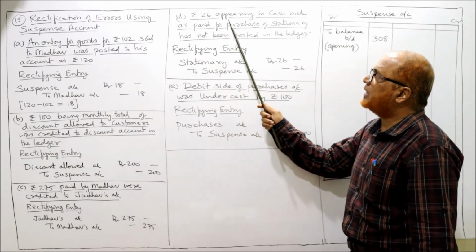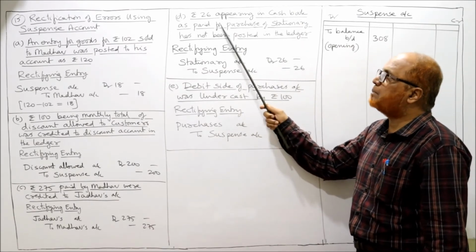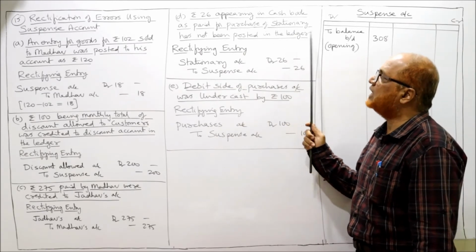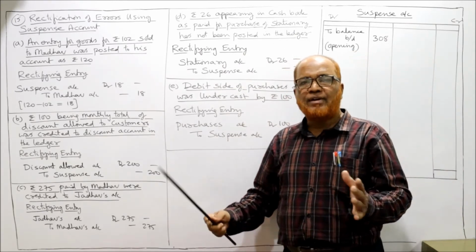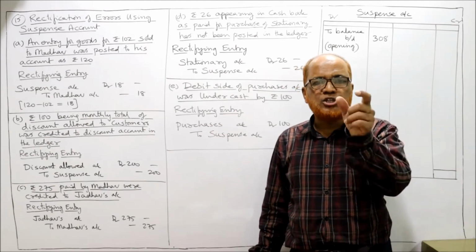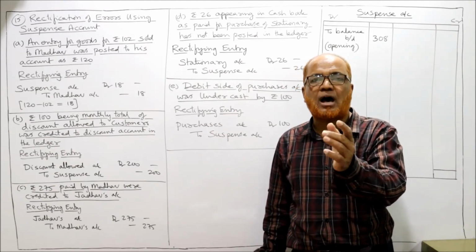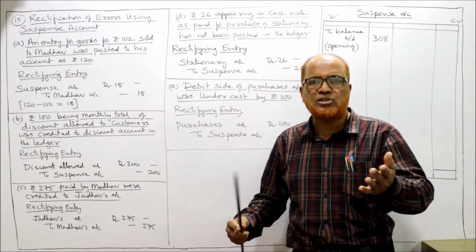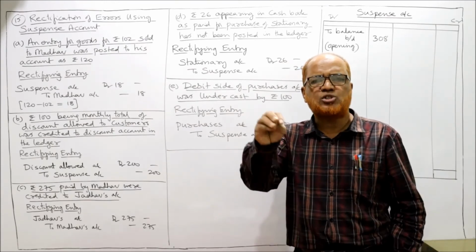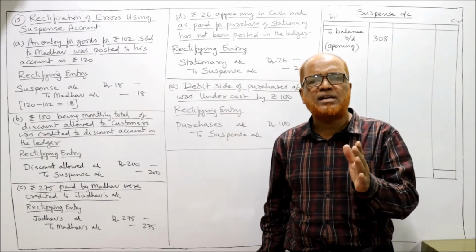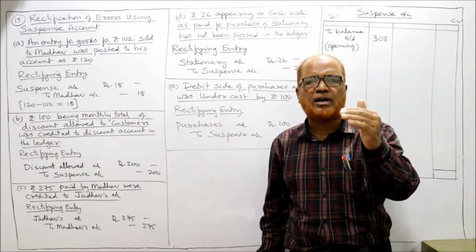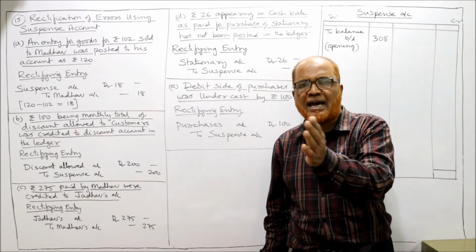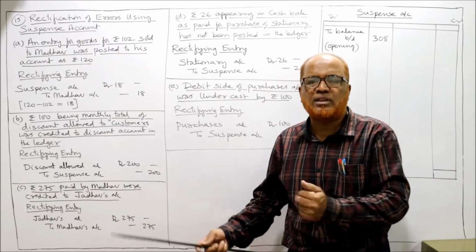Next, rupees 26 appearing in the cash book as paid for purchase of stationery has not been posted in the ledger. When you open the cash book, it is showing that 26 rupees are paid for stationery. So in the cash book, it is already recorded. What is the entry? Stationery account debit to cash. The cash account is already credited. It is found in the cash book.